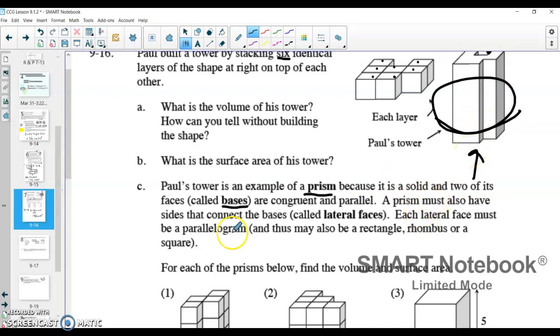And for it to be a prism, it must also have sides that connect those bases, and those are called the lateral faces. And so this would be like your lateral face, and each lateral face must be a parallelogram, meaning it could be a rectangle, it could be a rhombus, it could be a square, but it must be some type of parallelogram. And so you need these congruent parallel bases, and those parallel bases need to be connected by some kind of parallelogram.